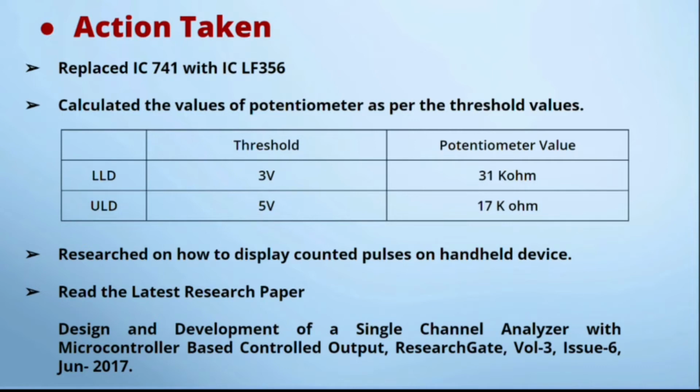For the hardware implementation, we implemented the window comparator of a threshold 3 to 5 volt using LF356. The output of that circuit is given to the monostable multivibrator, which is operated on 5 volt. Here, we are also using a NOT gate, which is used to invert the output of the ULD, which will be given as one of the inputs of the monostable multivibrator.